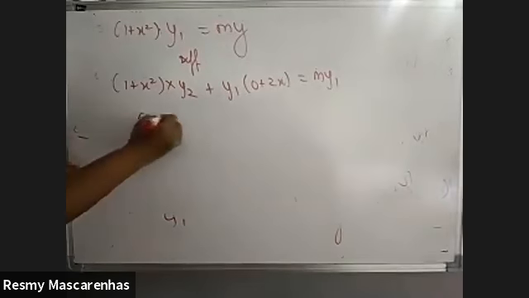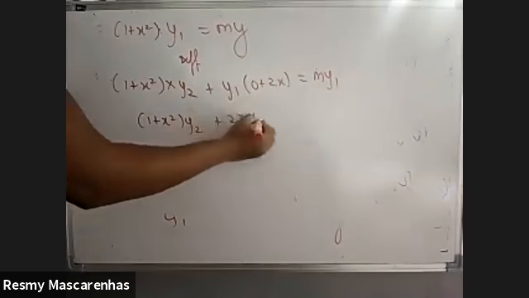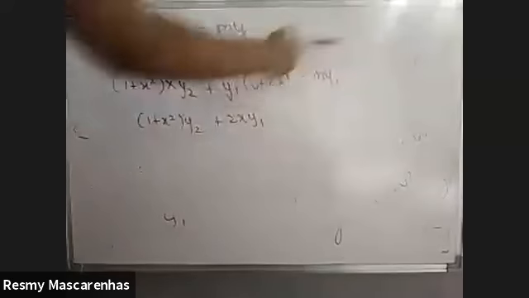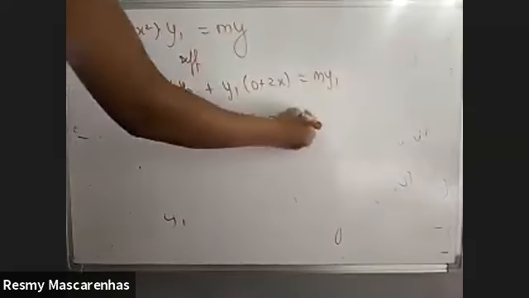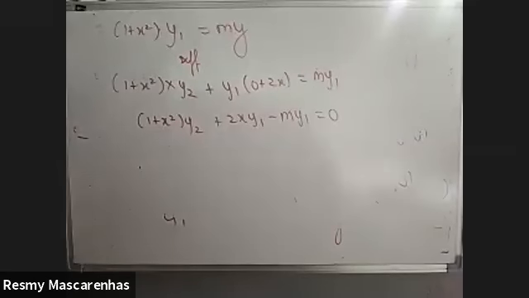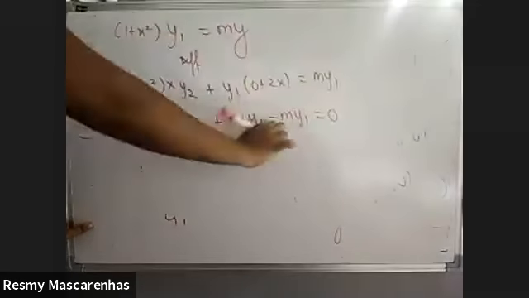Now, if you see, they have taken common. So bring this m y1 this side and take y1 common and write the answer. So m y1 I brought on the other side, so it became minus.